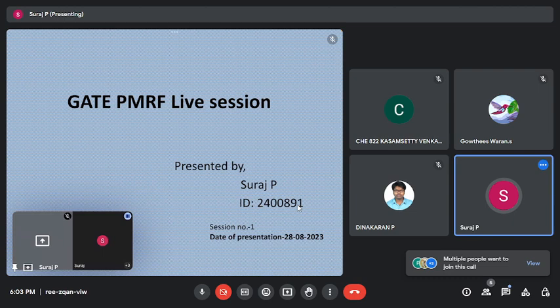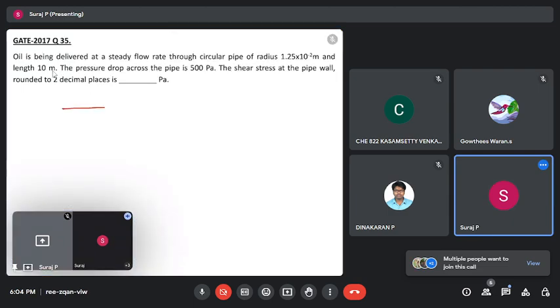We know that shear stress and pressure drop for a circular pipe are related by one equation. If this is the circular pipe, can you see what I have drawn here? Yes, sir. We can see, sir.